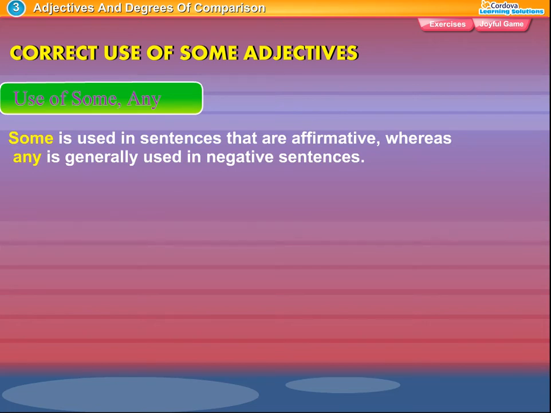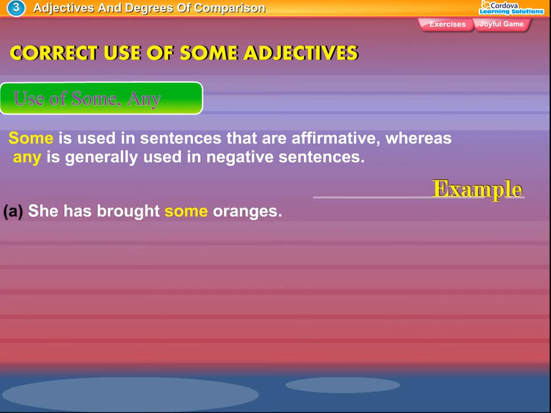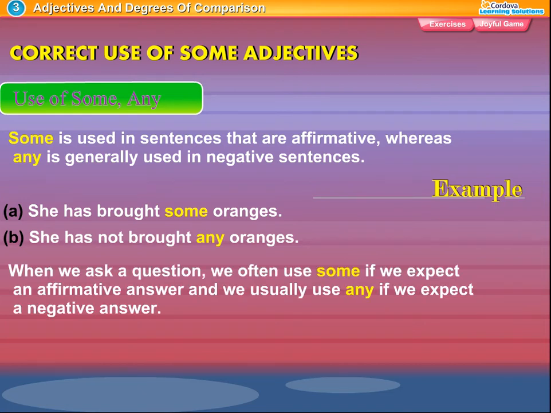Whereas any is generally used in negative sentences. Examples: A. She has brought some oranges. B. She has not brought any oranges. When we ask a question, we often use some if we expect an affirmative answer, and we usually use any if we expect a negative answer.